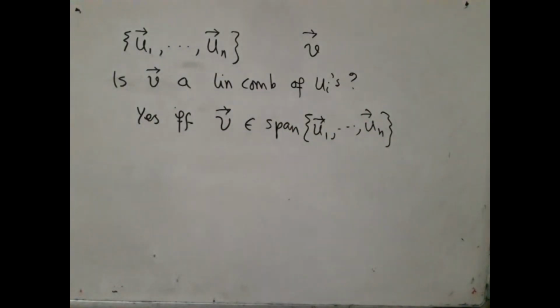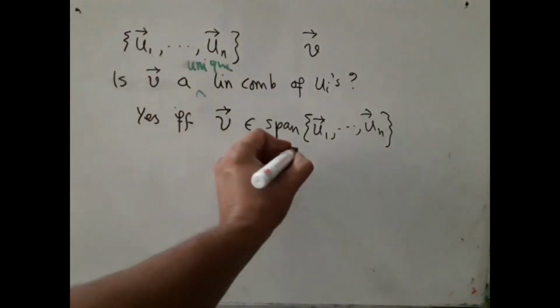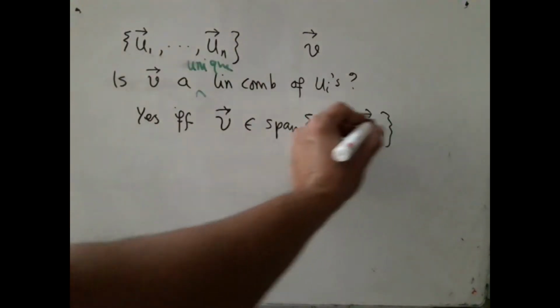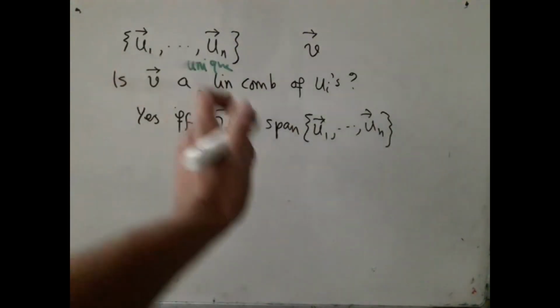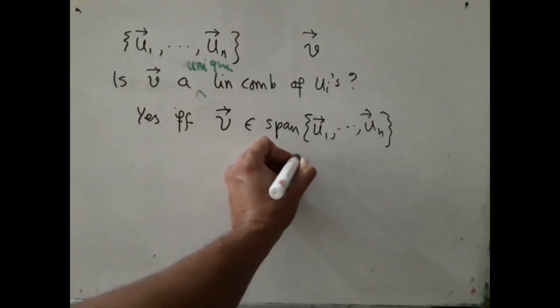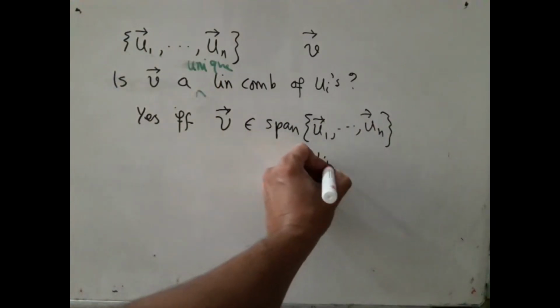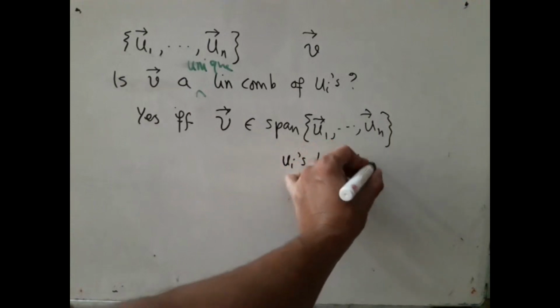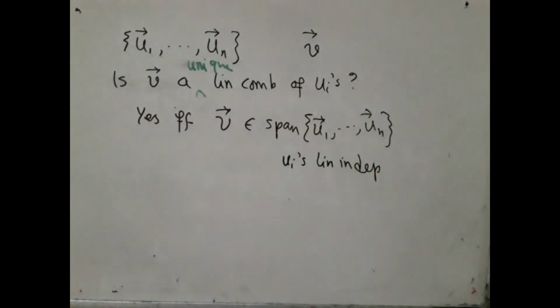Now if I further ask you whether the linear combination, supposing it exists, is unique, then you need this condition of course for its very existence, and for the uniqueness you will need the U_i linearly independent. So clearly understand why linear independence gives rise to that uniqueness.